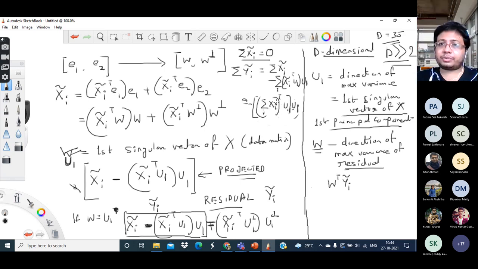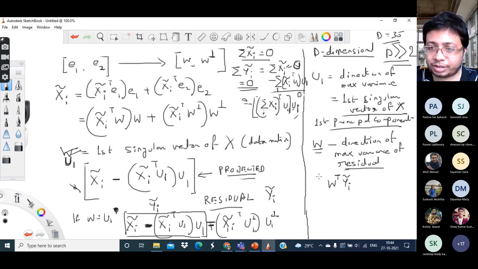But what is the summation of xi? The summation of the xi tilde is 0. So it's going to be the 0 vector transpose u, which is of course 0, and then the 0 scalar into u, which is also 0. So this part also becomes 0, just like this part was 0. Because the summation of xi tilde is equal to 0, the summation of yi tilde is also going to be 0.